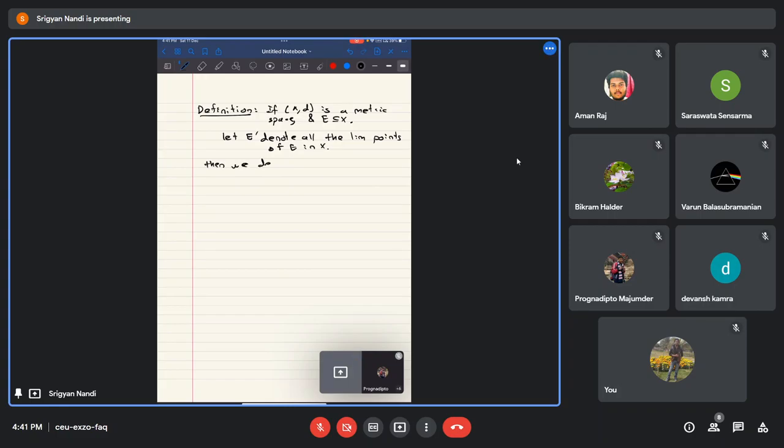Then we define the closure E bar of E as E union all its limit points. So it's the set that contains E and all the limit points of E also. Then we have the following properties of E closure. E closure is closed, and E closure is the smallest closed set containing E. So a closure essentially takes the bare minimum of necessary points and adds them to E just enough to make it a closed set. So E closure is the smallest closed set containing E.